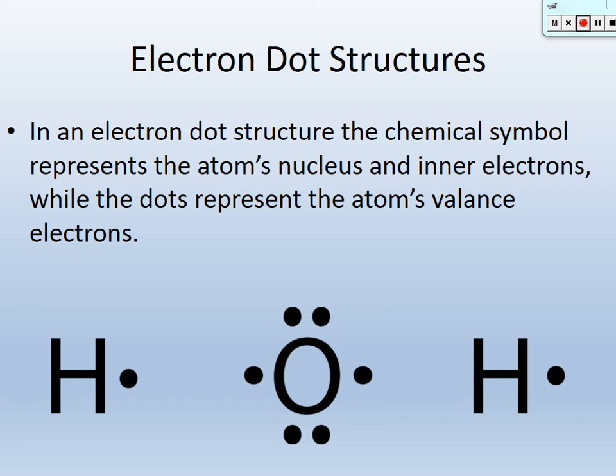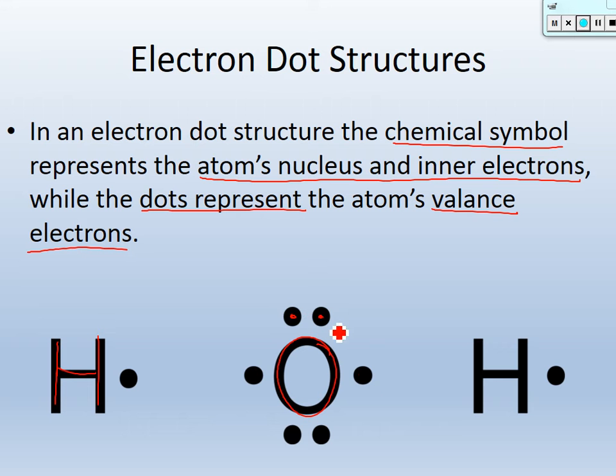Okay, in electron dot structures, we talked about them before. The chemical symbol represents the atom's nucleus and inner electrons. So the symbol right here for H represents the nucleus of the hydrogen atom and all the inside electrons, although hydrogen doesn't have any inside electrons. While the dots represent what, guys? The valence electrons. So this oxygen here, the symbol represents the nucleus and the inside electrons. The dots represent valence electrons.